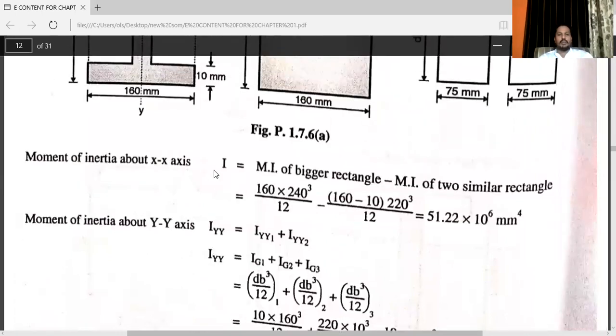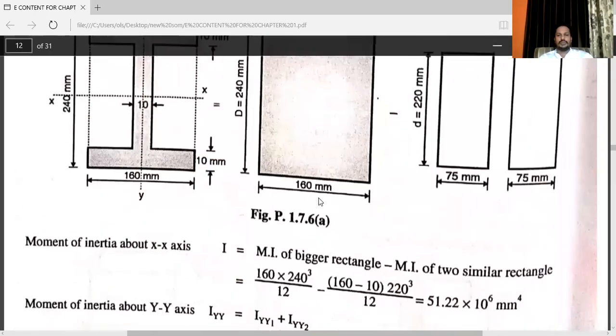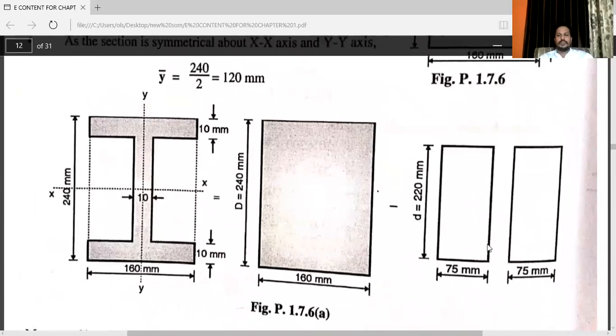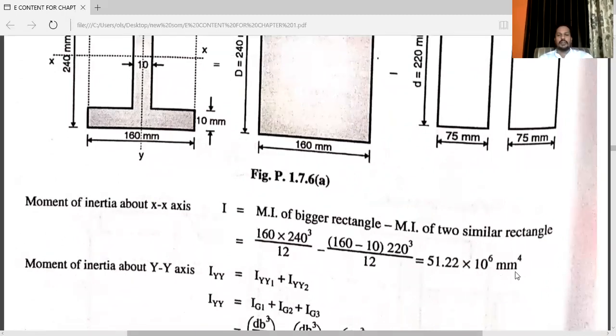Moment of inertia about x-axis, BD cube by 12. Again the formula will be BD cube by 12. You will get the moment of inertia about x-axis. Here by putting the values, you will get the answer 51.22 into 10 raised to 6 mm raised to 4. The units are very important.